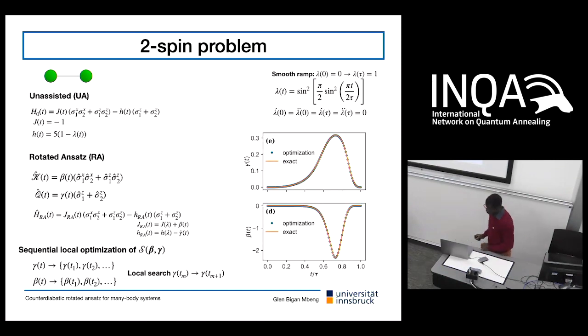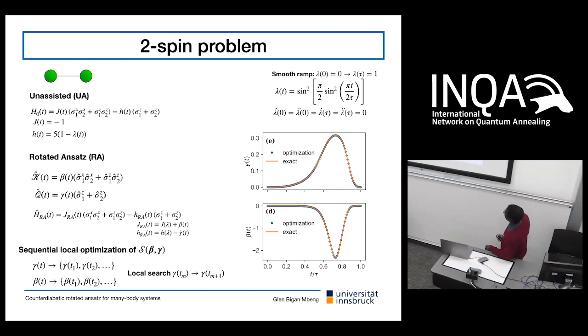We can find this, as we said, by optimizing the action. We do this by local search and by doing an iterative search, searching from one time and jumping to the following.